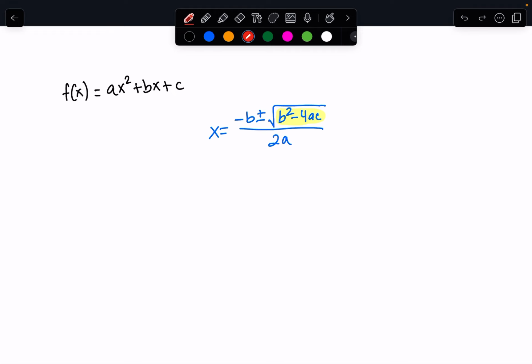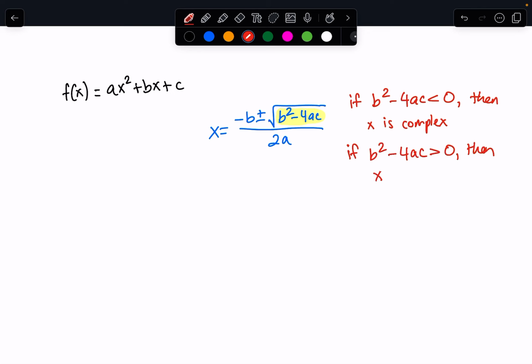You know that the square root of a negative number is going to be imaginary. So if this part is negative, then we're going to have a complex number. Thus, if b squared minus 4ac is less than 0, then x is complex. It has two complex roots because of this plus or minus. If b squared minus 4ac is greater than or equal to 0, then x is real.